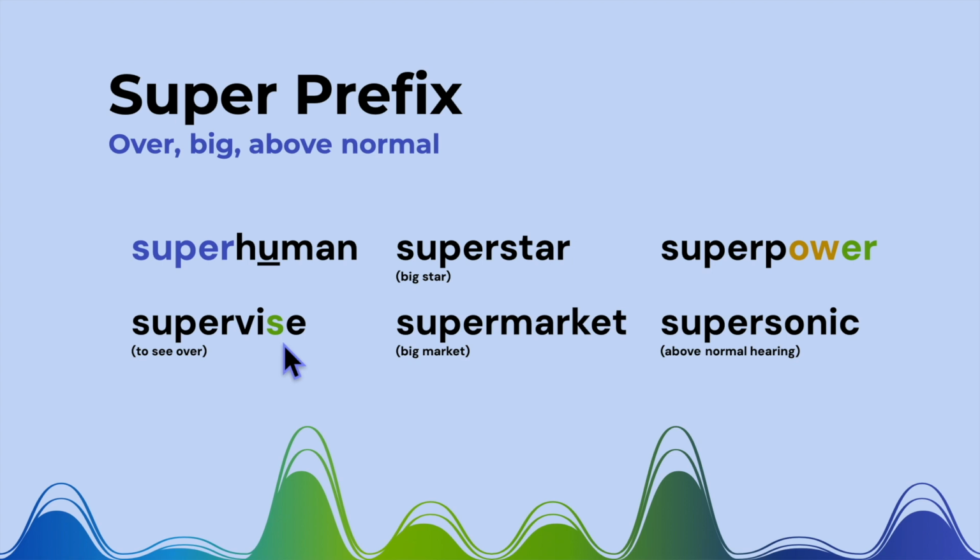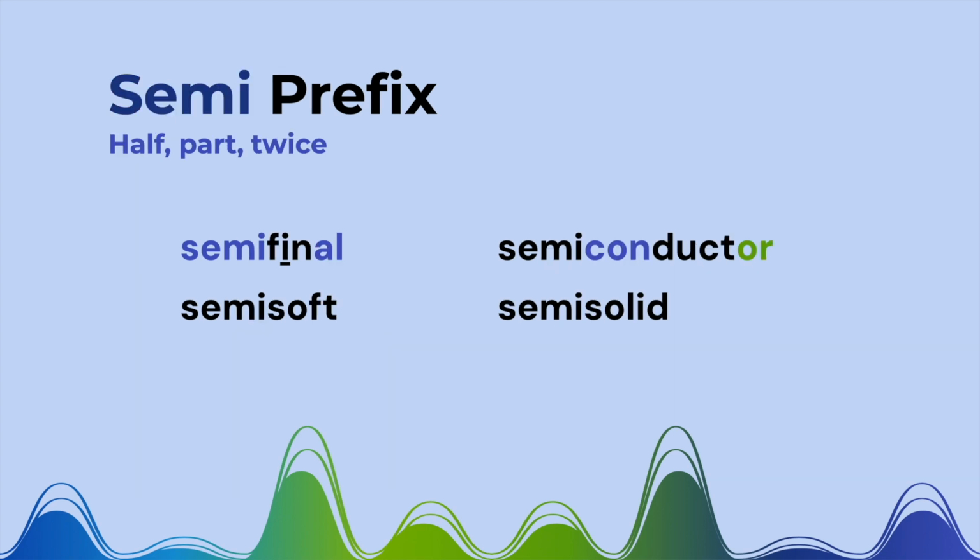This S is going to say Z. Supervise means to see over somebody, to be their boss, because the root vise means to see. A supermarket is a really big market, a huge grocery store. And supersonic means above normal hearing, because sonic has to do with hearing.